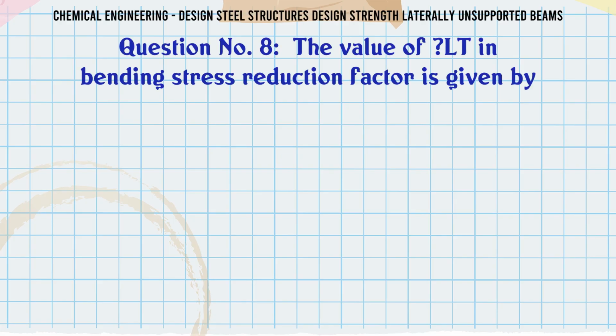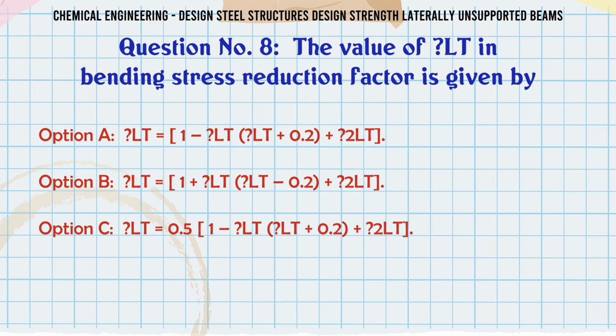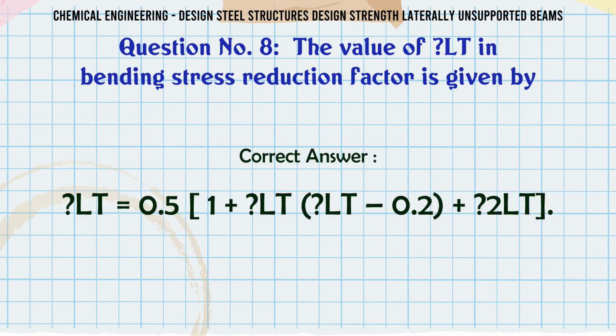The value of φLT in the bending stress reduction factor is given by: A) 0.5[1 + αLT(λLT − 0.2) + λLT²], B) 0.5[1 + αLT(λLT − 0.22) + λLT²], C) 0.51[1 + αLT(λLT − 0.22) + λLT²], D) 0.51[1 + αLT(λLT − 0.22) + λLT²]. The correct answer is 0.51[1 + αLT(λLT − 0.22) + λLT²].